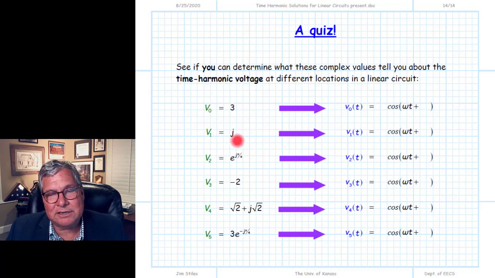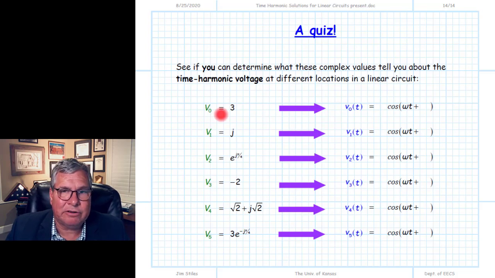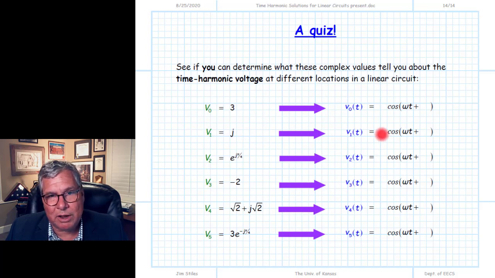V1 equal to j. j is a complex number which has a magnitude, and the magnitude of j is 1. What is the phase of j? If I were to rewrite j in terms of Euler's expression, some magnitude times e to the j phi, I would write it as 1 times e to the j pi over 2. Therefore, the voltage V1 equal to j is describing a sinusoid whose magnitude is equal to 1 and whose relative phase is pi over 2, 90 degrees.